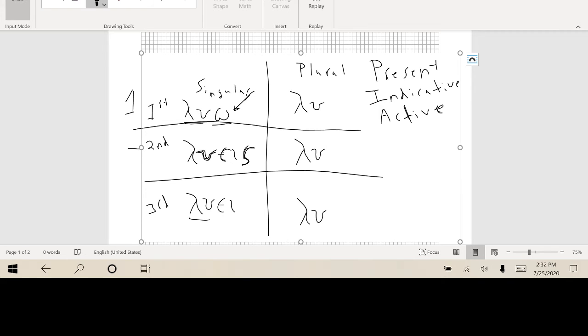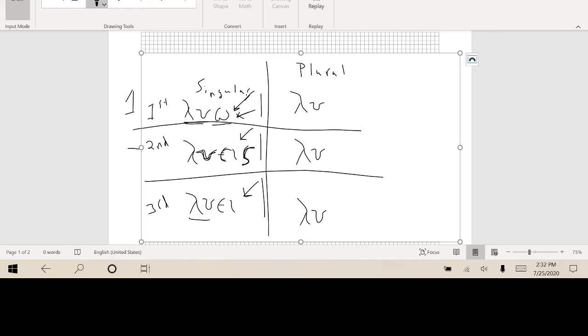Okay, so now we have to move into the plural. So we have our first, second, and third singular: luo, lueis, luei. I loose, you loose, he, she, it looses. Well, no, he, she, it loose.